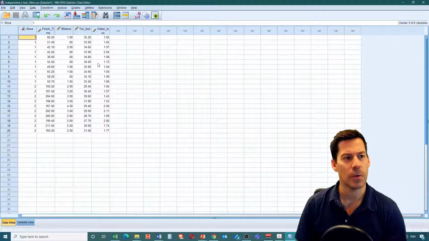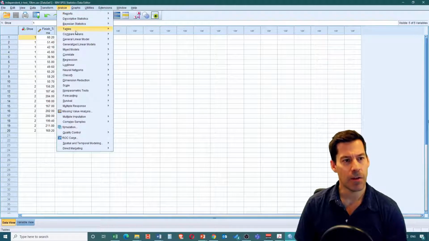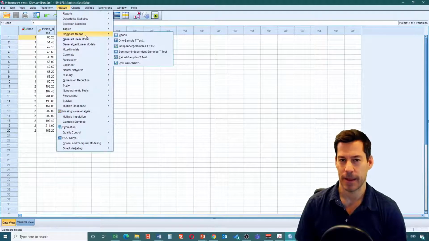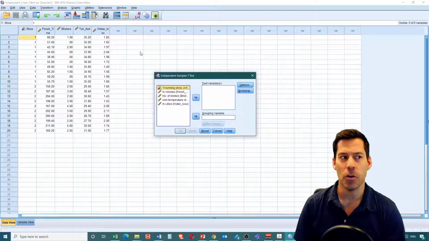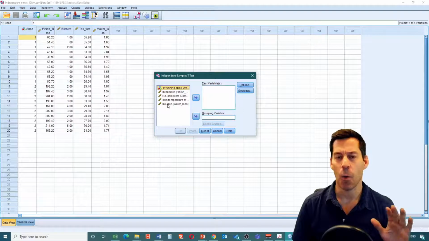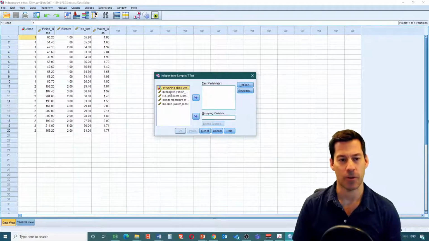All we're going to do is go up to Analyze on the menu, scroll down to Compare Means, and I've got some options: Means, one sample t-test, independent samples t-test. That's the one we want, independent samples t-test. So I'll click on that, and a new dialog box comes up. Let's pick our test variables. Let's just pick one for now, in minutes, your finish time. I'm going to put that into our test variable.